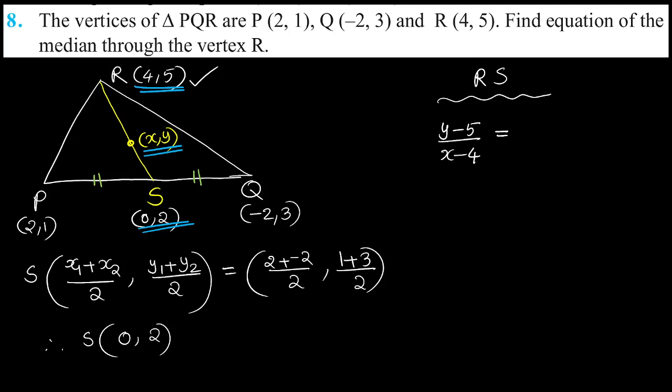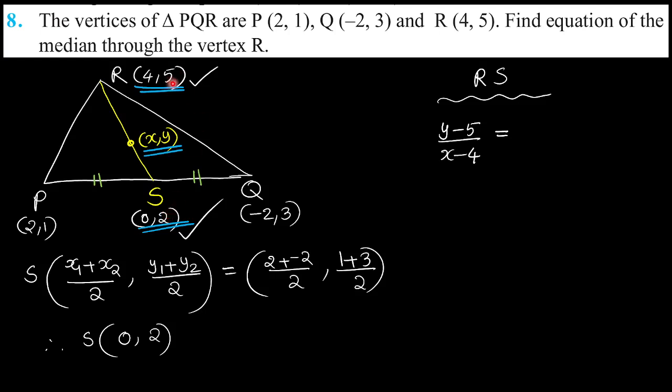Next, I want only number. The slope of RS. If you select this, this and this, the same line passes through that. Understood? Now let me consider (4, 5) and (0, 2). We get the same slope.